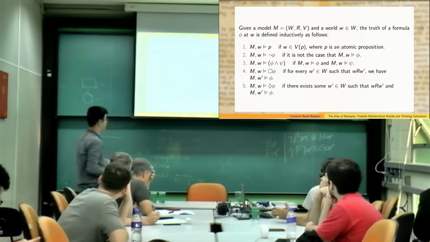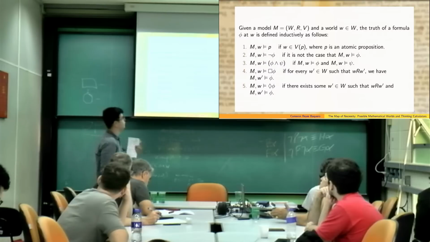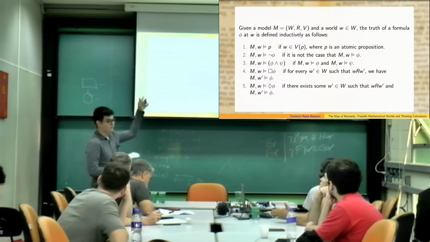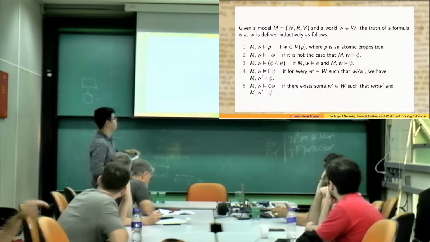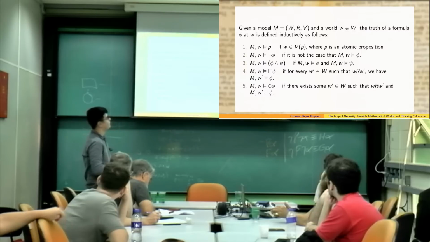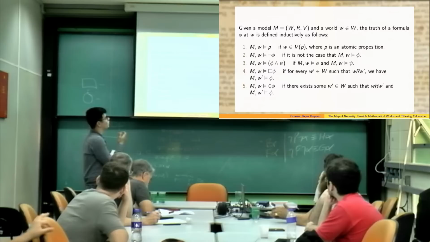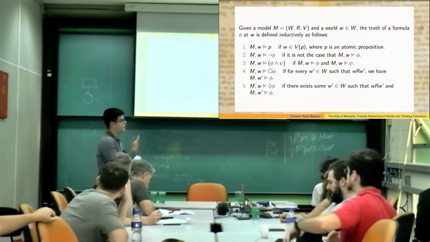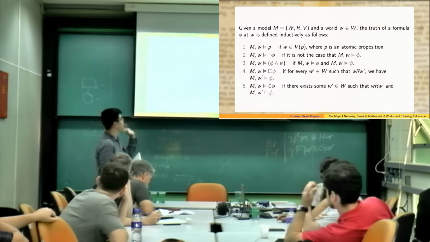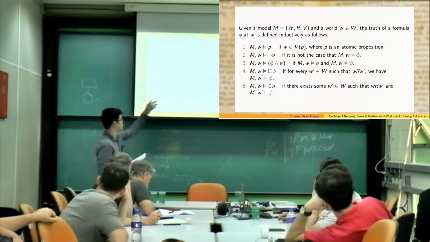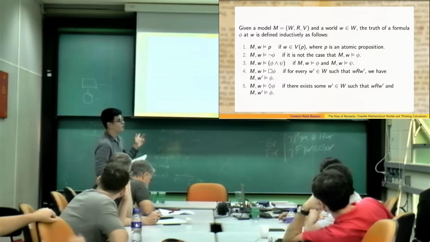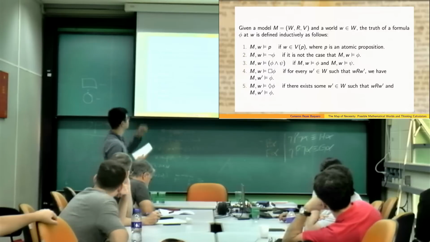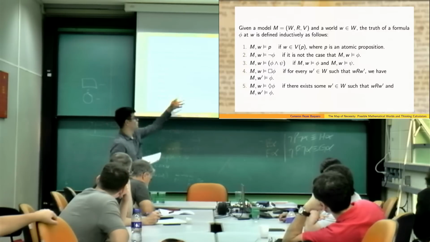Let's say we have a model M where we say W satisfies P. If P is a true function in that world, we say that W doesn't satisfy a given formula phi if phi is not true in the given function. And the same with conjunction: if phi and psi are both true in that given world, then each one has to be true.